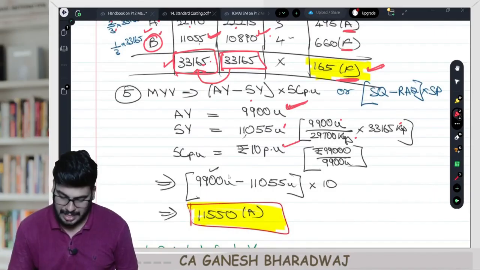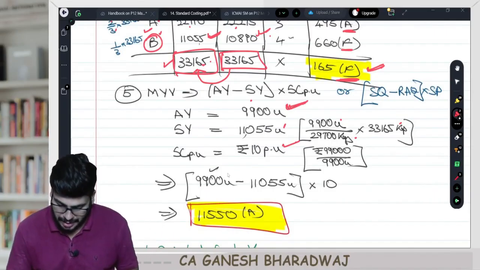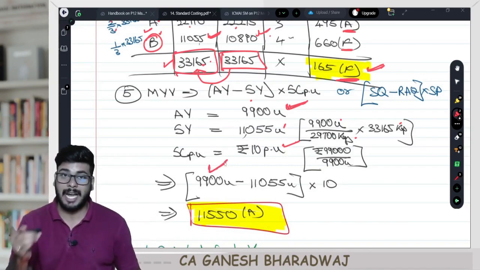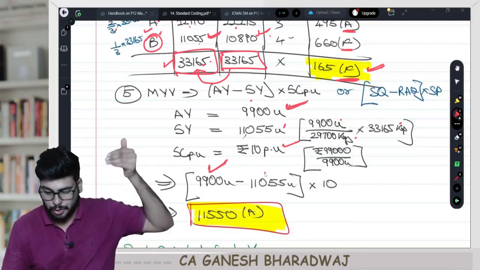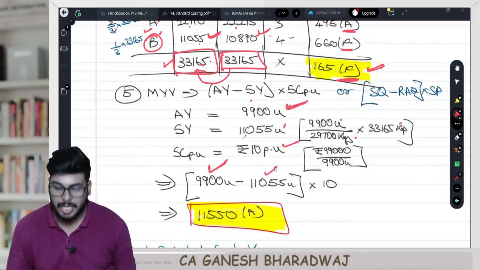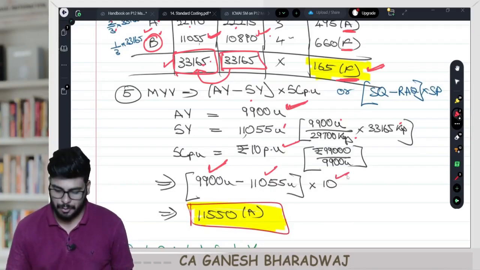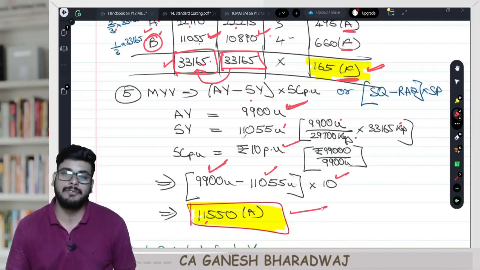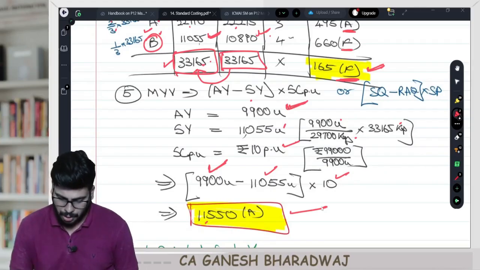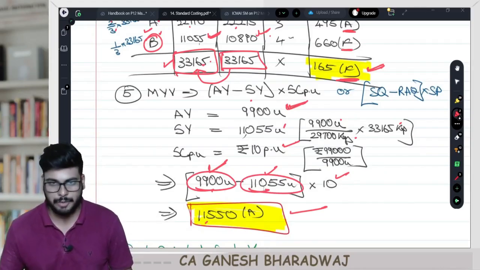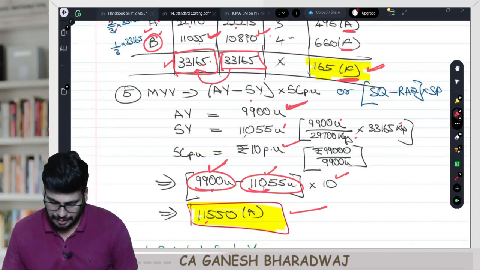So basically what has happened here is my material yield variance is, the actual yield was only 9,900, but for whatever I inputted, I should have got 11,055 units, right? So I have got so many units less, my actual yield is less, and every unit cost me 10 rupees. So overall, what is going to be my yield variance? 11,550 adverse. Are you clear with this? Why adverse? Because the actual output that I got was less than the standard output that I should have got, which means clearly there is an adverse variance, and in this case it is to the tune of 11,550.